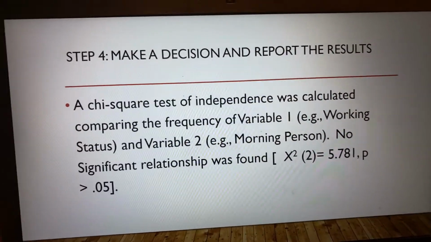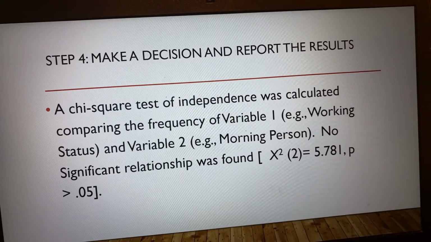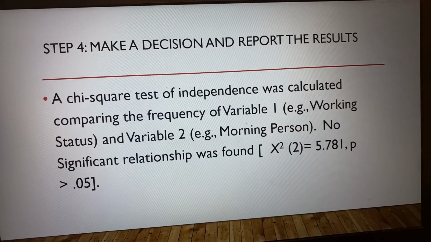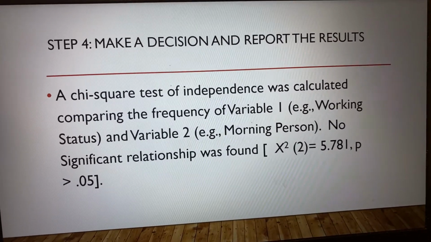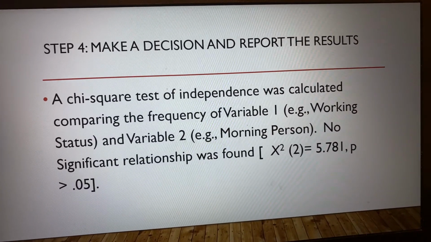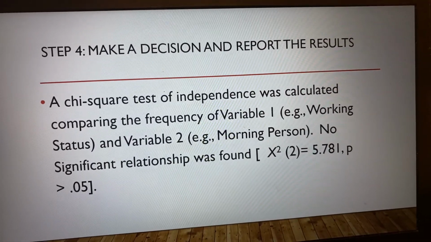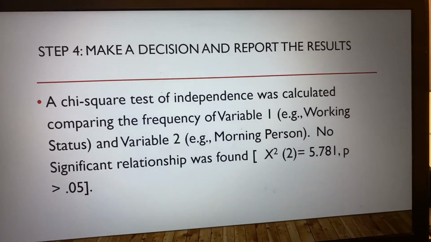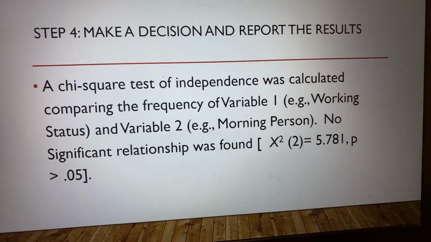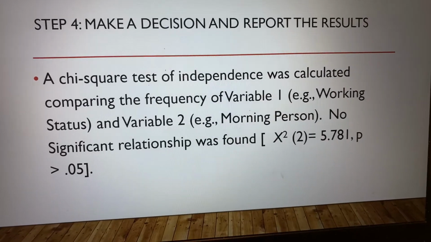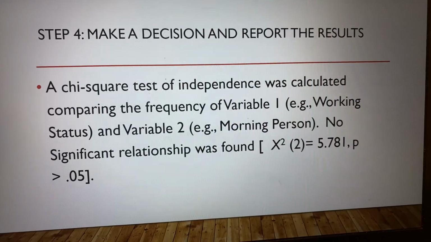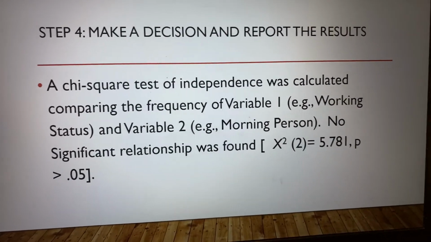This sentence is very important, because it means you make the decision. Feel free to use the words I use. You can say a chi-square test of independence was calculated to compare the frequency of your first variable. Whatever variable you have, for example gender, or in the data I just showed you, working status, and then variable 2, for example, morning person.